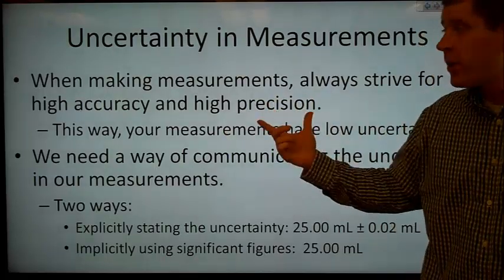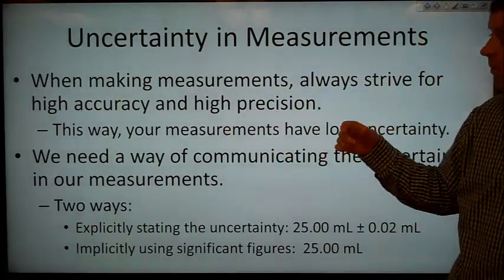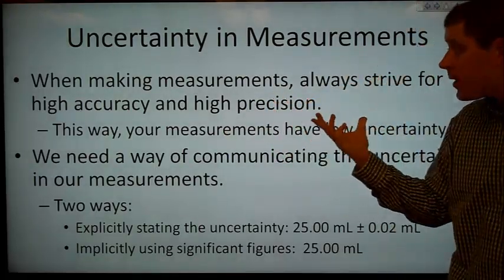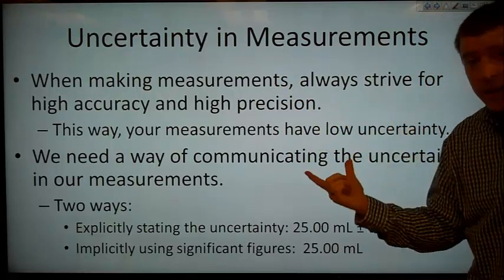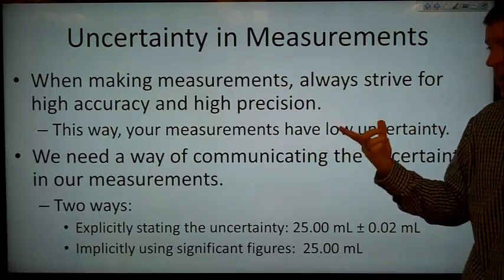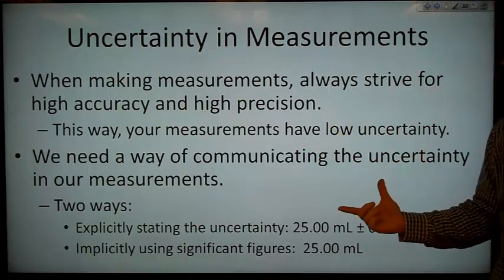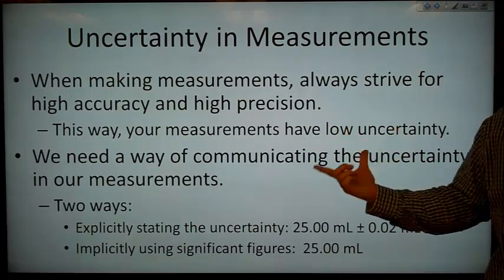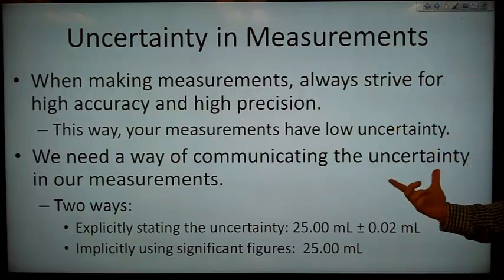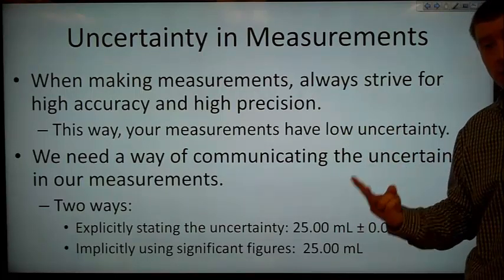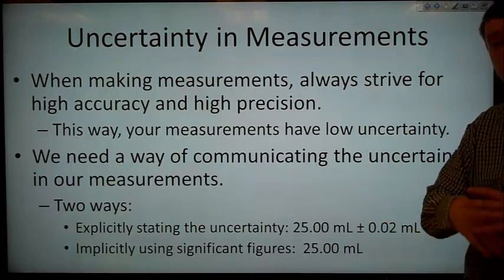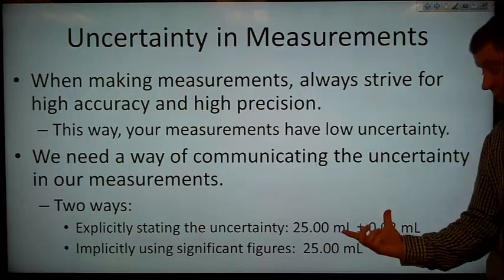So, we've already talked about uncertainty in measurement, and we know that when we are making our measurements, we always want to strive for high accuracy and high precision. So in this way, our measurements have low uncertainty. But we need a way of communicating our uncertainty in our measurements, and we have two ways of doing this. One way is by explicitly stating the uncertainty.